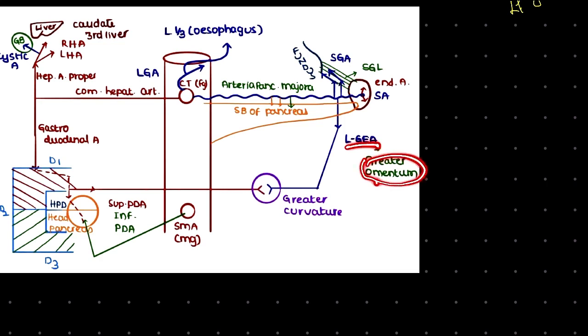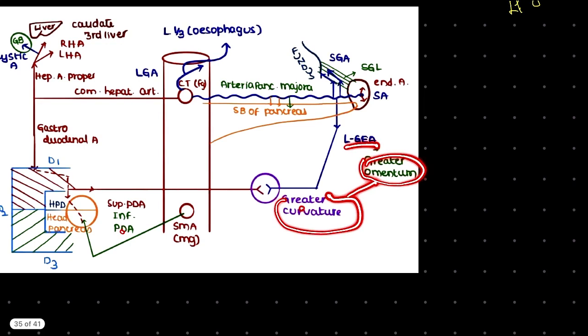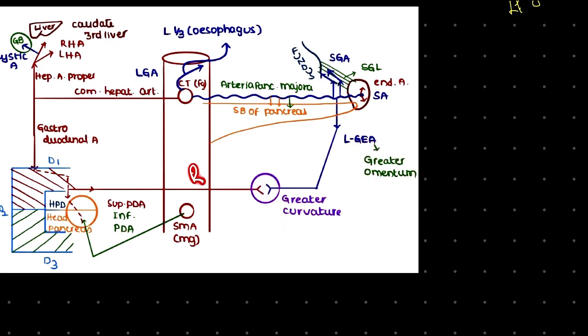It is carried by the greater omentum on the greater curvature of the stomach, right? Here it will anastomose with the left gastroepiploic artery. The left gastroepiploic artery will anastomose with this right part, and this is our right gastroepiploic artery, which is anastomosing with the left gastroepiploic artery.